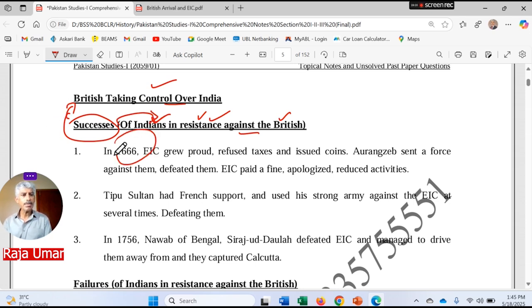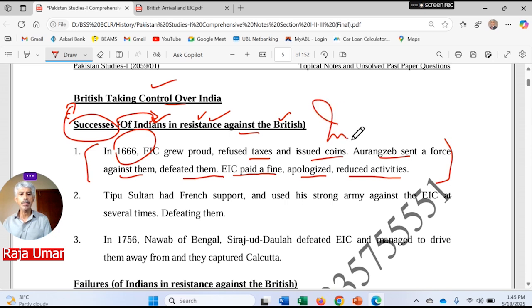In 1666, EIC grew proud, refused taxes, and issued coins. Aurangzeb sent a force against them and defeated them. EIC paid a fine, apologized, and reduced their trade activities in the subcontinent. So that was the first success of the Indians to restrict EIC, in 1666, during the reign of Aurangzeb.